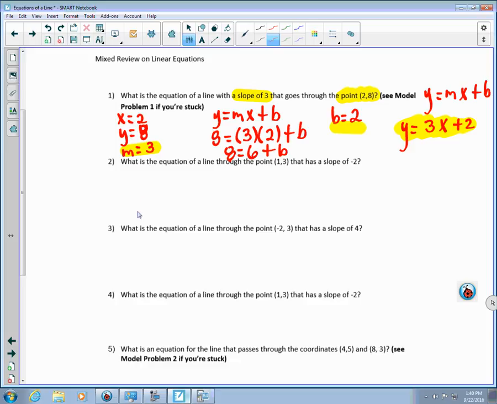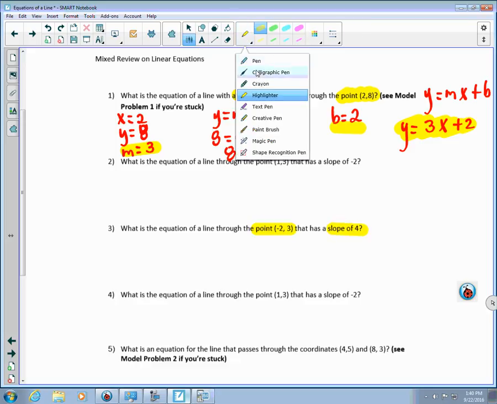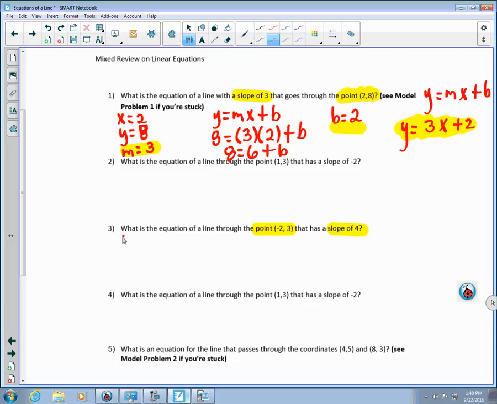All right. Yes, it is. Let's do number 3. All right, let's highlight what we got. We got a point, and we got a slope of 4, right? So that means that x equals -2, that y equals 3, and that the slope equals 4.